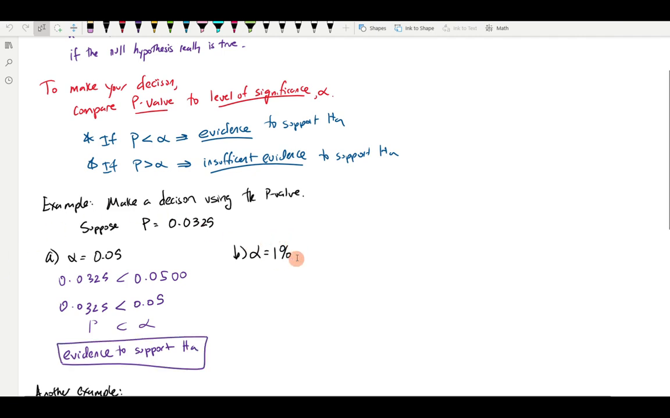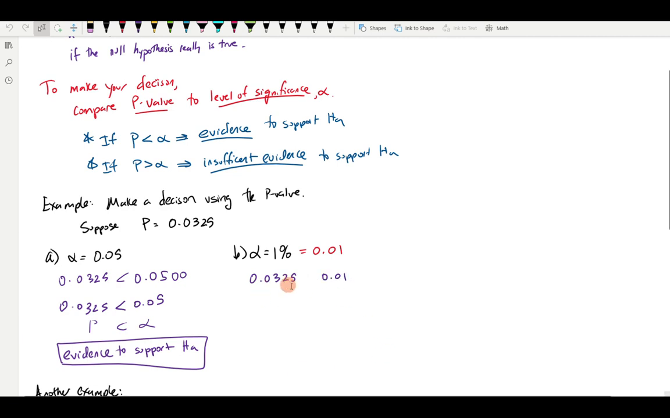Moving to the next example, if alpha is equal to 1%, the first thing I need to do is convert this into a decimal or convert my p-value into a percentage. I just need to use them the same. So I'm going to remember that 1% is the same as 0.01. And then I say, all right, I'm going to compare my p-value to 0.01. So 0.0325, comparing that to 0.01.